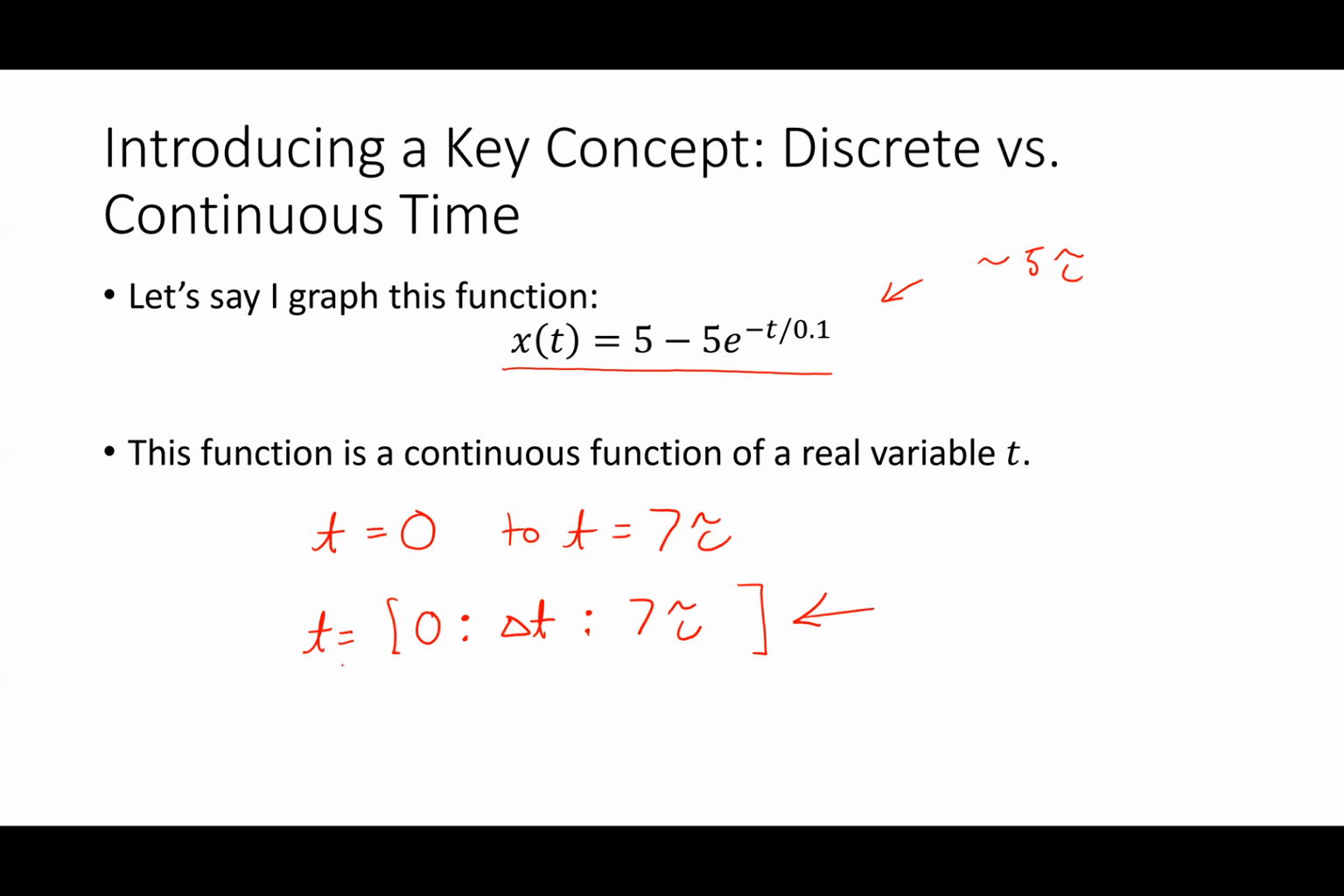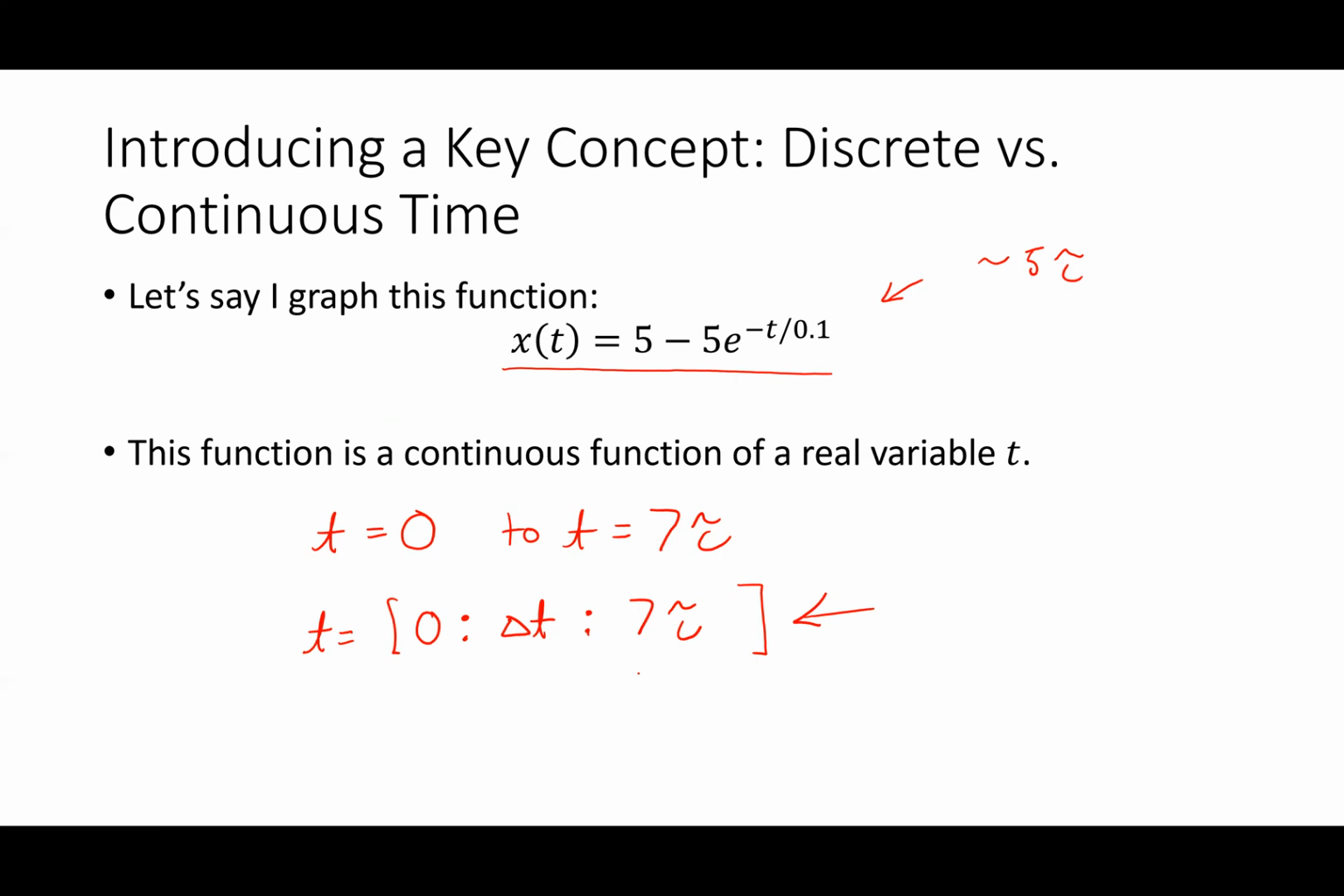Why do I have to do that? Why can't I plot x of t? I want to see x of t. I'd kill the computer, because just between 0 and 7 tau, how many real numbers exist?